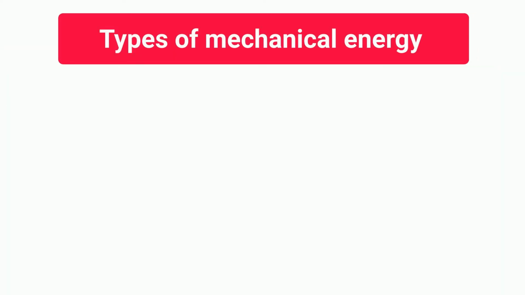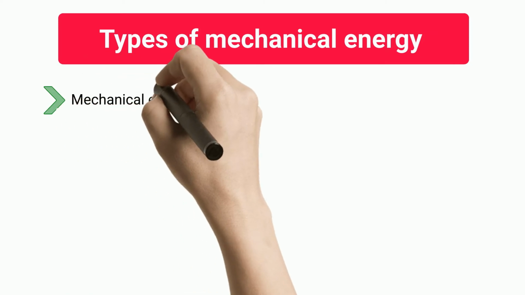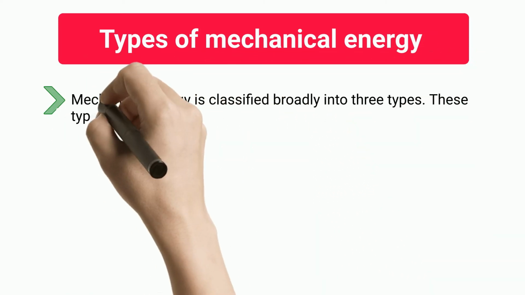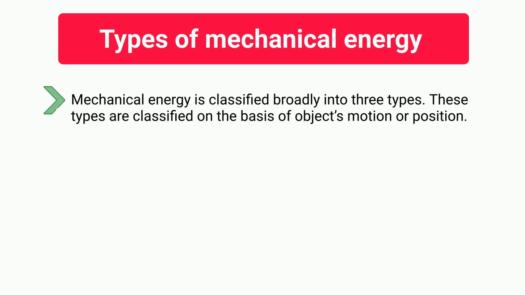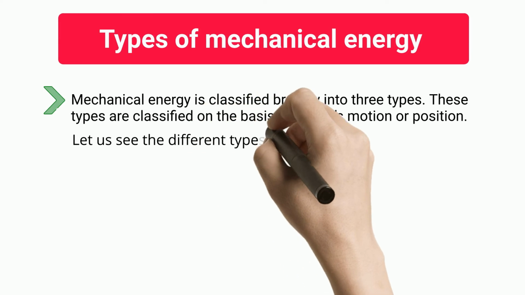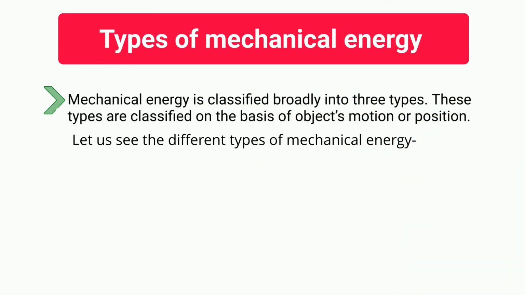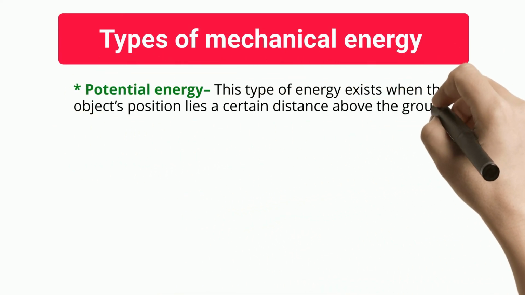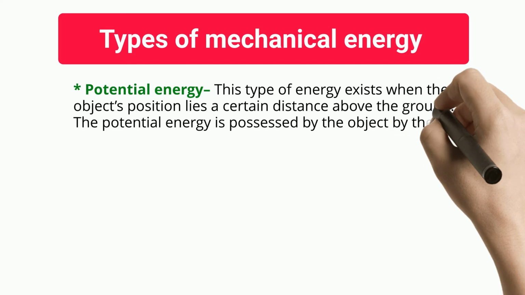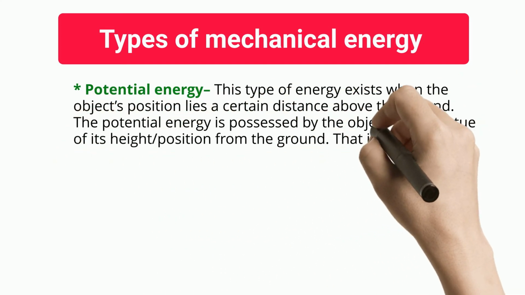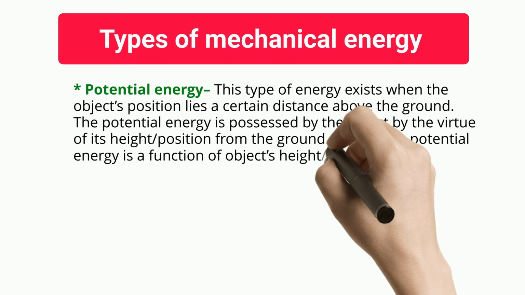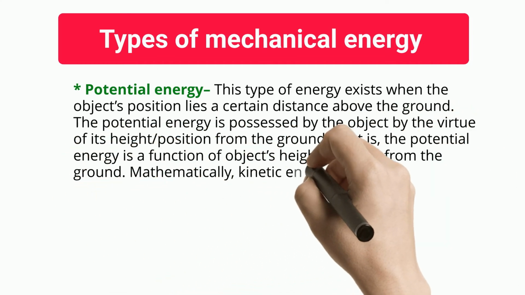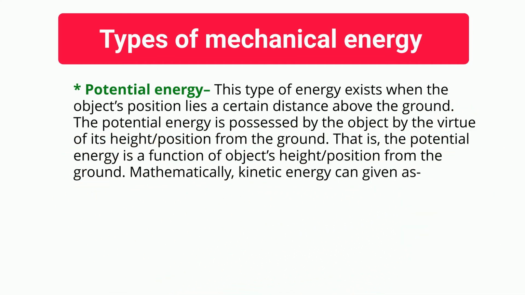Types of mechanical energy. Mechanical energy is classified broadly into three types. These types are classified on the basis of the object's motion or position. Let us see the different types of mechanical energy. Potential energy: this type of energy exists when the object's position lies a certain distance above the ground. Potential energy is possessed by the object by virtue of its height or position from the ground. That is, potential energy is a function of the object's height from the ground.